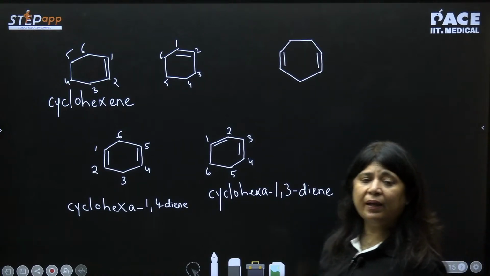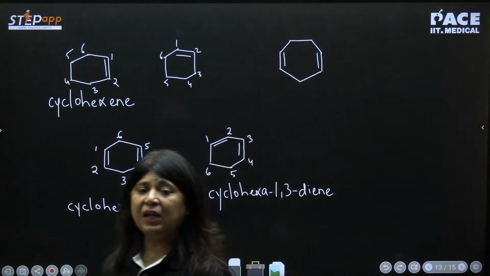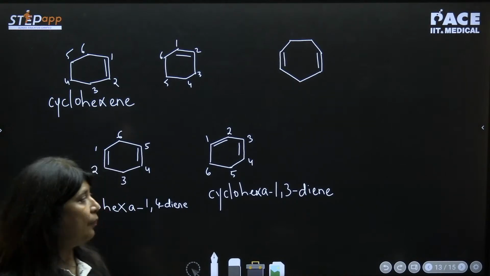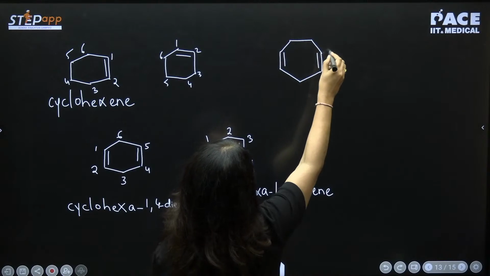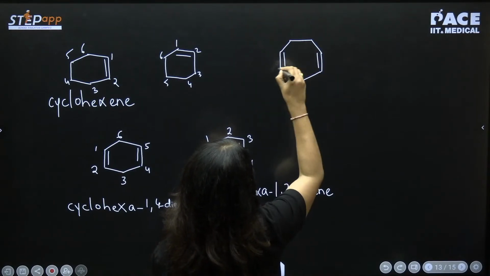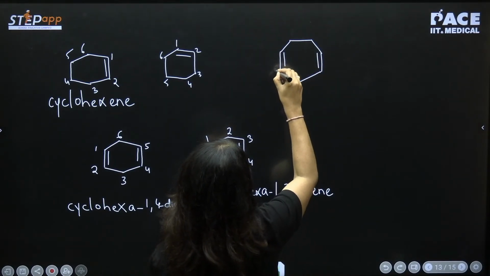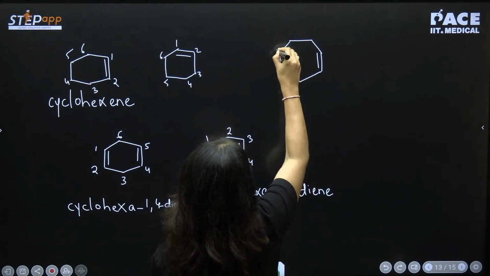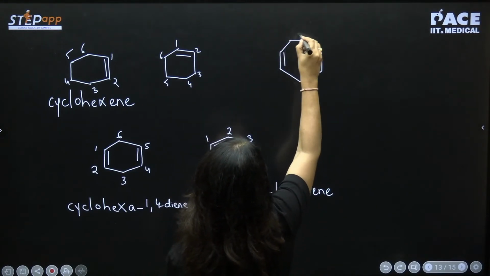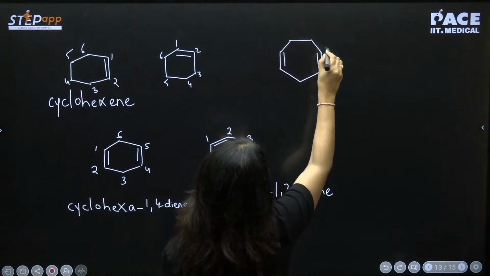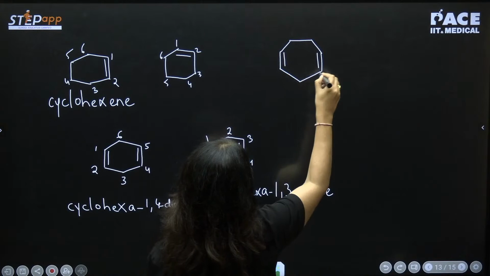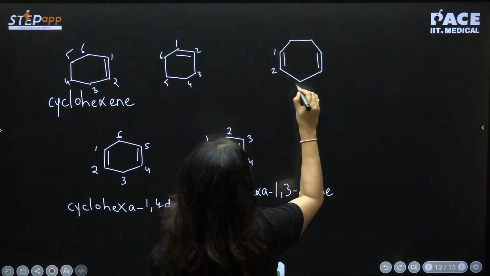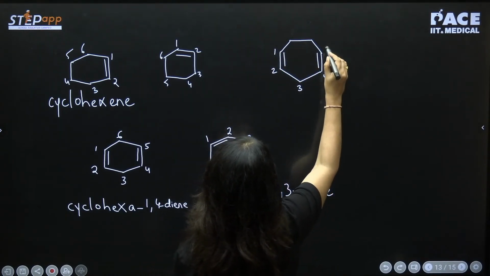For this compound again, we have to start from any of the carbon having the double bond. I could start from here as 1 or here as 1, it won't matter. But don't start from here, because if you are starting from here as 1, then you have to go like this: 1, 2, 3, 4, 5. The other double bond is getting position 5. But if I start from here, 1, 2, 3, 4, the other double bond is getting position 4. So this is the correct numbering.